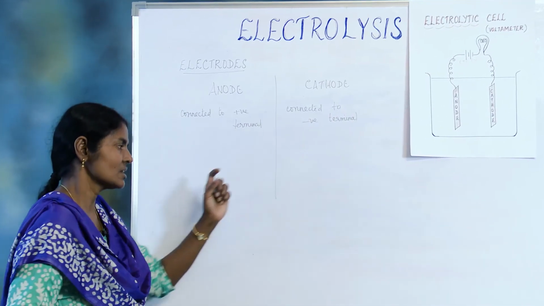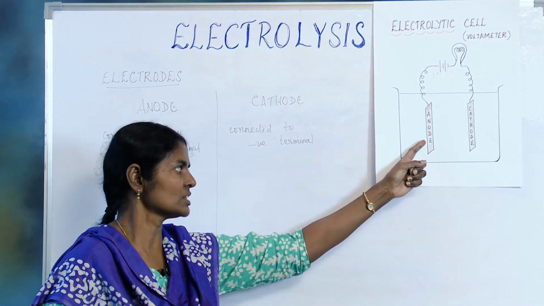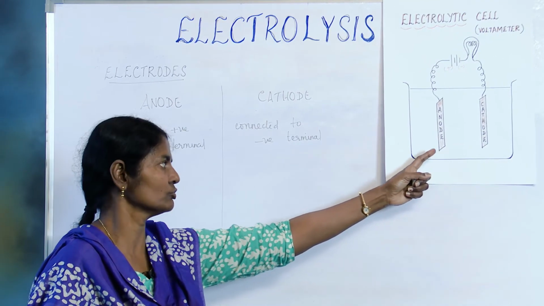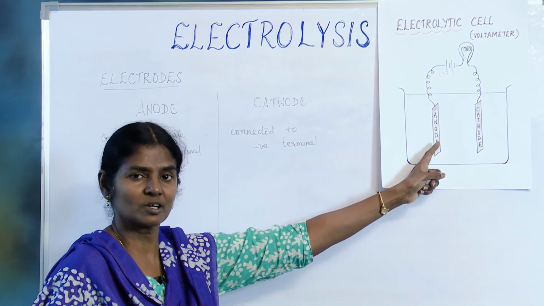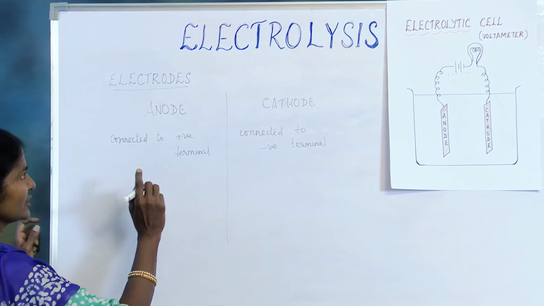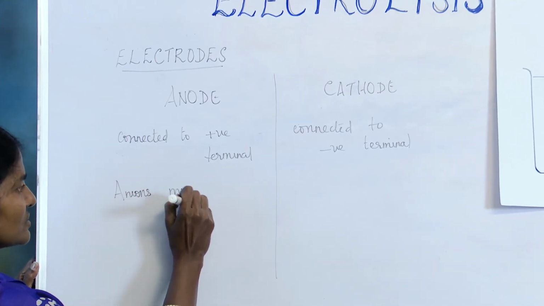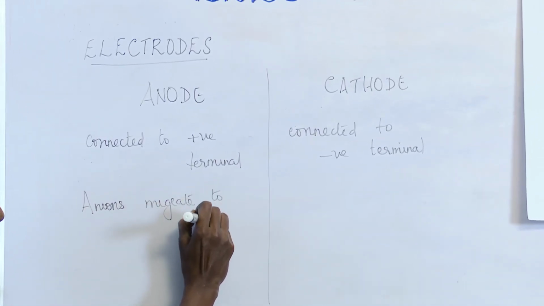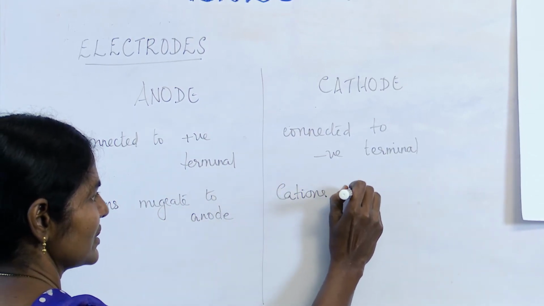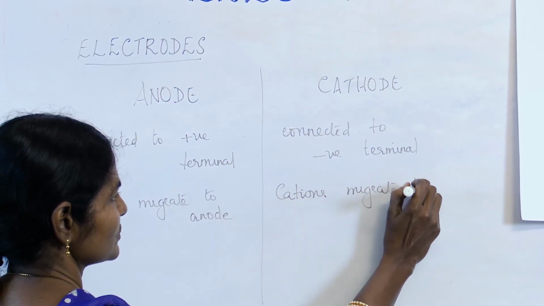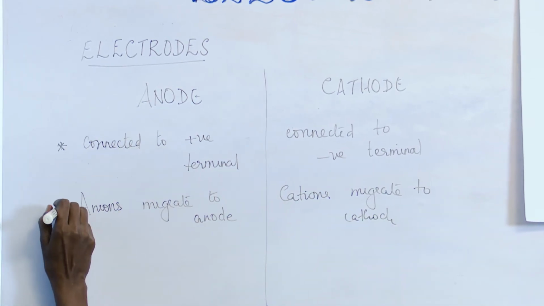Now what happens is, the electrolyte will break down into ions and it will move towards the respective electrodes. And how does it move? This is positive, so the negatively charged ions would move towards the positively charged electrode. So negatively charged ions are called anions. They migrate to anode. Similarly, cations migrate to cathode. Okay, so this is the first difference, this is the second difference.